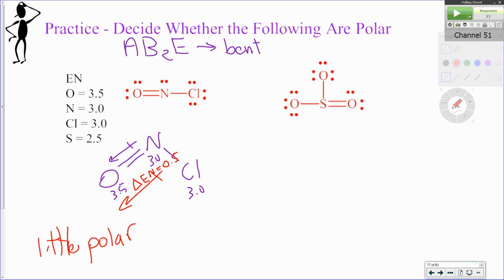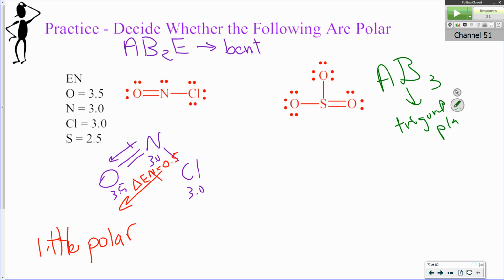If we look at the one next to it, this is an AB3, and AB3 is going to be what? It's going to be trigonal planar. As a trigonal planar, it's a geometry where they're 120 degrees, all lying in the same plane.